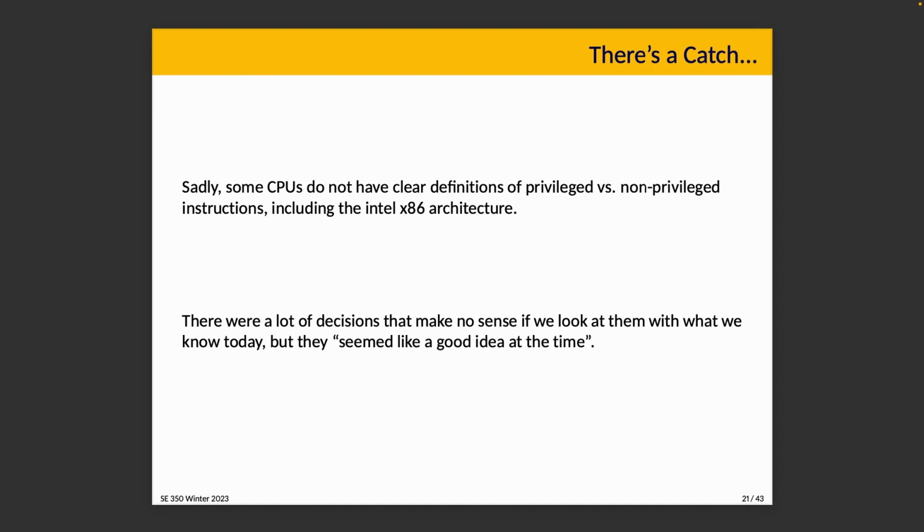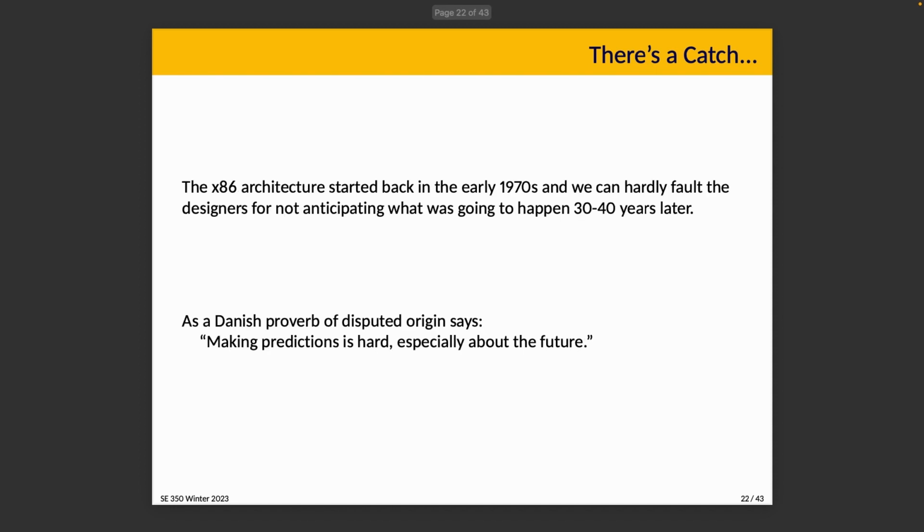Without editorializing too much, there were a lot of decisions that went into things like the x86 architecture and the C programming language and the design of Microsoft Windows and what have you that make no sense if we look at them with what we know today. But they fall under, it seemed like a good idea at the time, or at least it was appropriate at the time. The x86 architecture started back in the 1970s, and we can hardly fault the designers for not being able to anticipate what would happen 40 years later. As a Danish proverb of disputed origin says, making predictions is hard, especially about the future. I don't know what the original is in Danish. Sorry about that. Or undskyld.